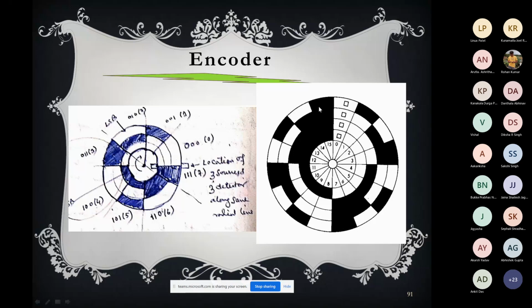Now we have a single track which is opaque and transparent, opaque and transparent, and we have a single source and a single detector. The source is emitting light, the detector is absorbing light, and the shaft is rotating. We want to know the velocity, meaning angular velocity, RPM or so. So the track rotates with the shaft, with one photo detector and one light source. What will happen? The transparent and opaque regions will come quickly.